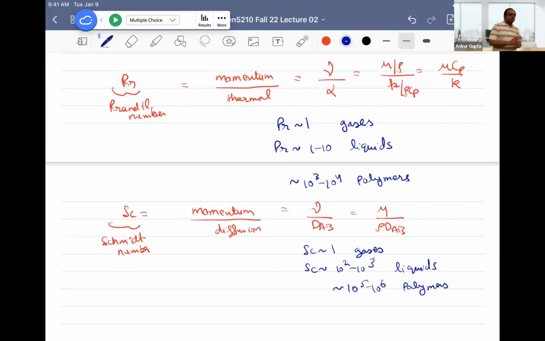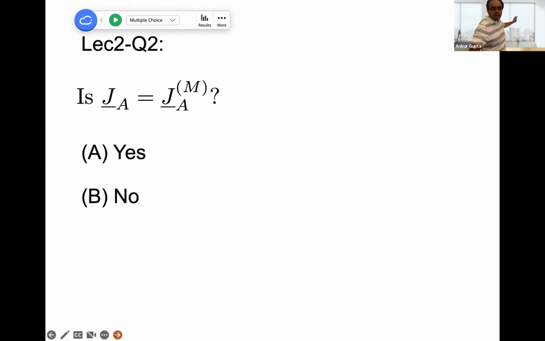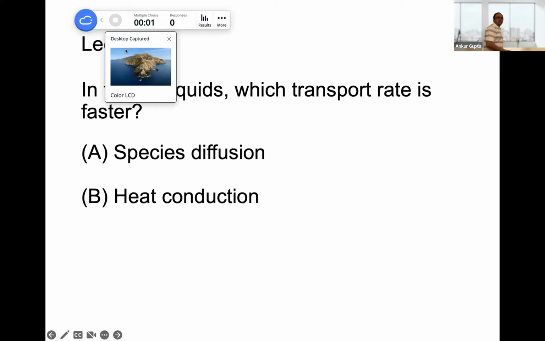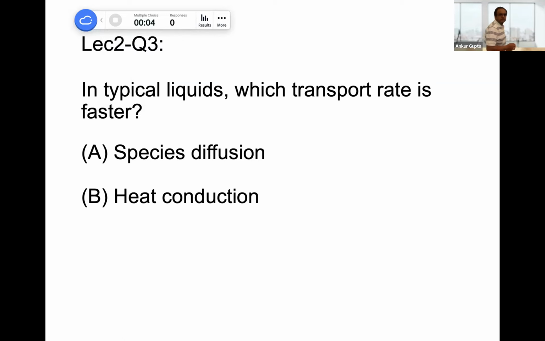So let's do another question just to drive home the point here, and hopefully all of you can see this now. With this in mind, let's have this question. In typical liquids, which transport is faster, species diffusion or heat conduction? We haven't discussed this ratio yet, but hopefully you will be able to see this on your screen in a few seconds. Let's wait for a minute or so, and then please submit your responses.